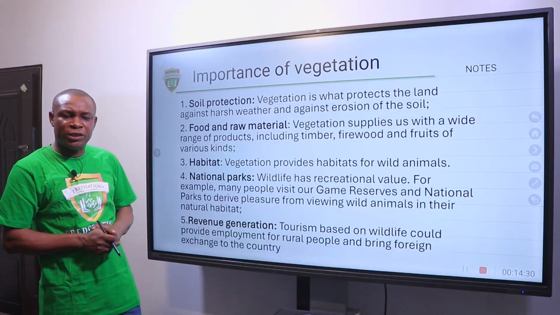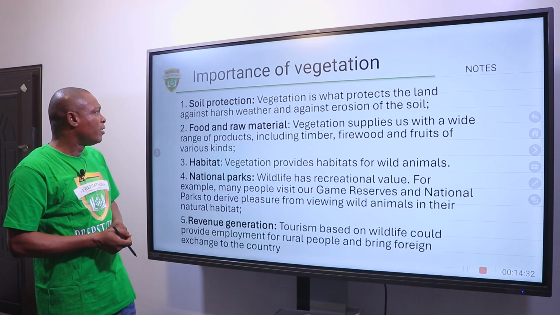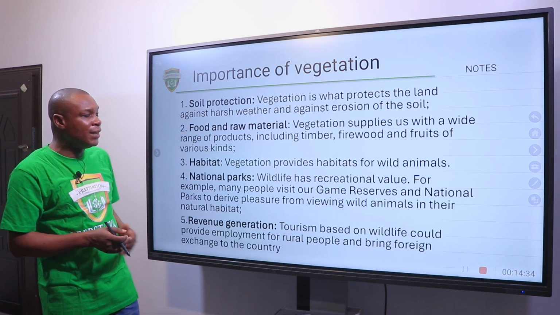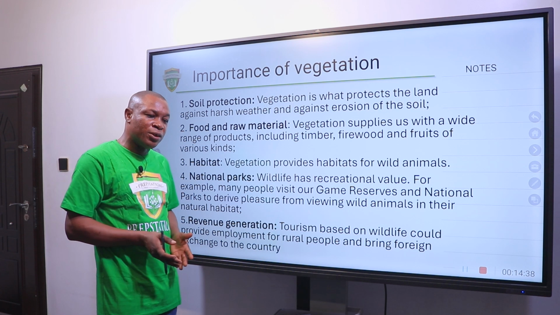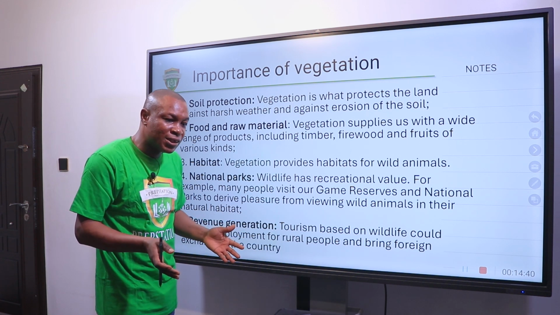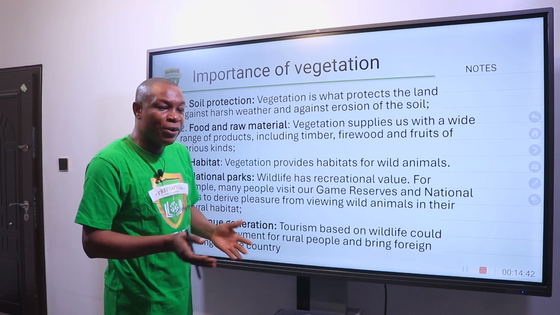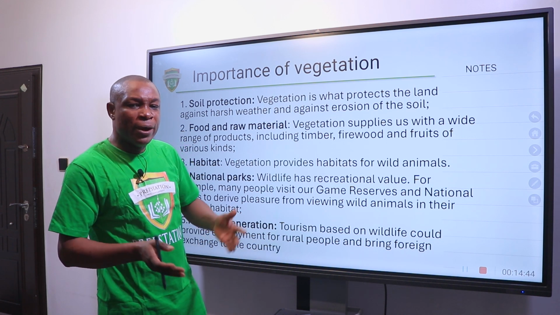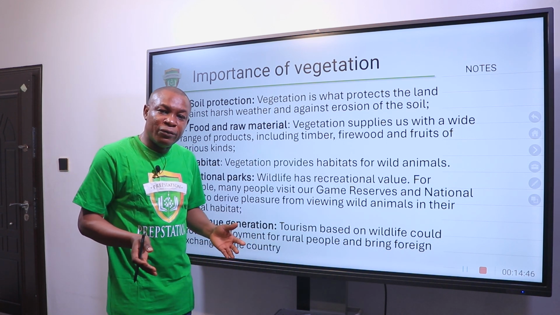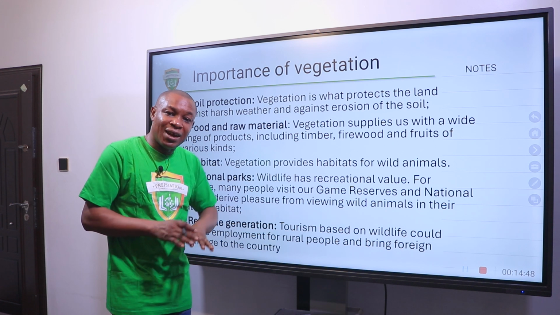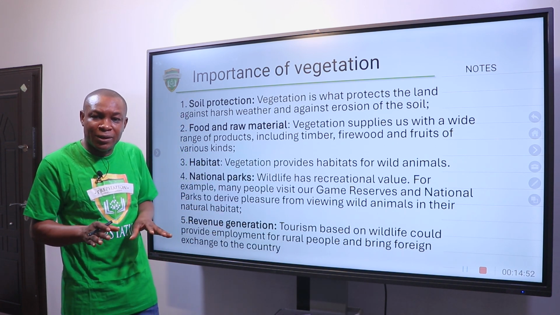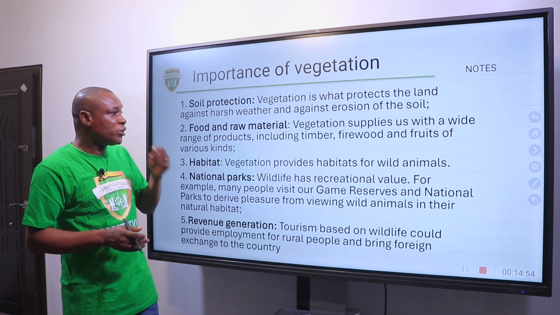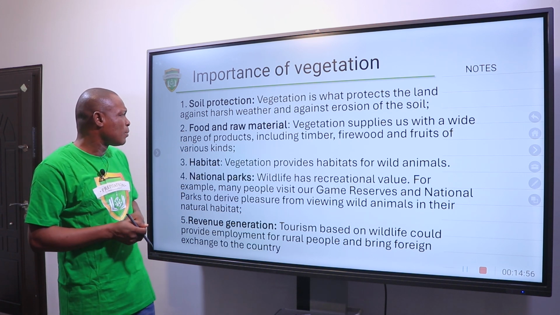Importance of vegetation. Number one, vegetation protects the soil. If not for the presence of vegetation, the grasses and the trees, rainfall would have eroded the topsoil. But the roots of the trees and the grasses help to protect the soil from erosional activities.